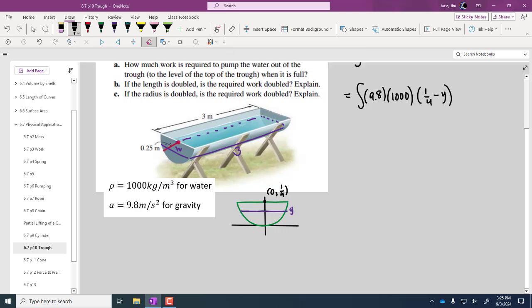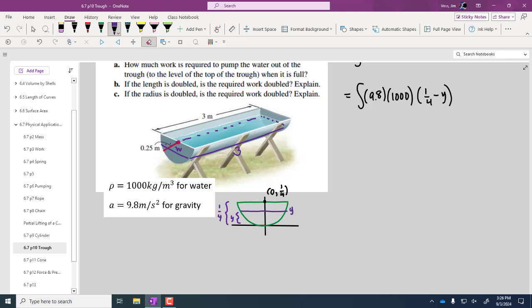So very similar to the last one. This distance right here is 1 quarter. This distance right here is y. So the distance it travels is a quarter minus y if it's going out the top. How would it be if we're going out the bottom? So if we're going out the bottom, how far does it travel? y. Right? So if you're draining it right out of the bottom, the distance it's going to travel is y.